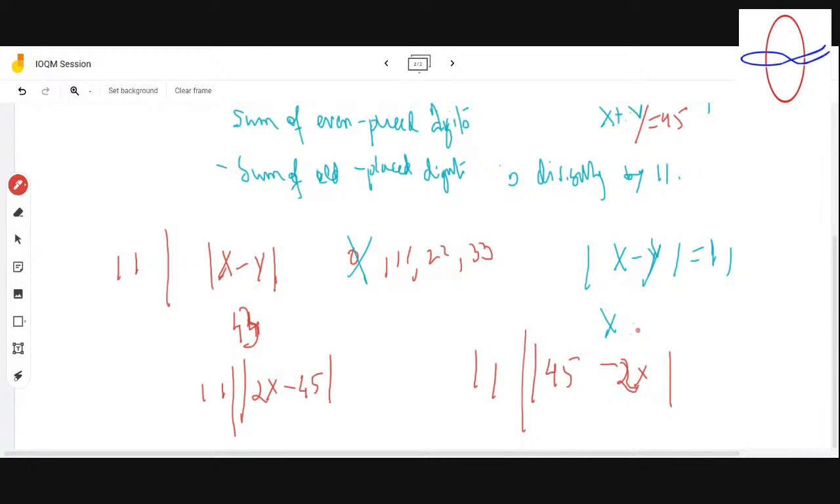Therefore, what values can it take? x can take values, not 0, not 1. So what are the possible values of x? Can it take 11? It can take 11. It can take 33, okay? So let's understand this. If x is 11, then y is 34, and the difference is 17. If x is 33, then this can be 12, 6. Are you understanding this, guys?